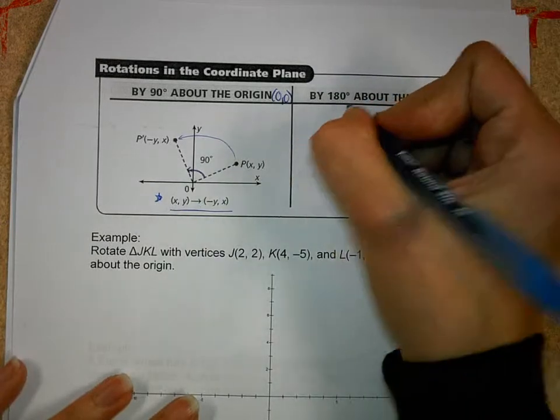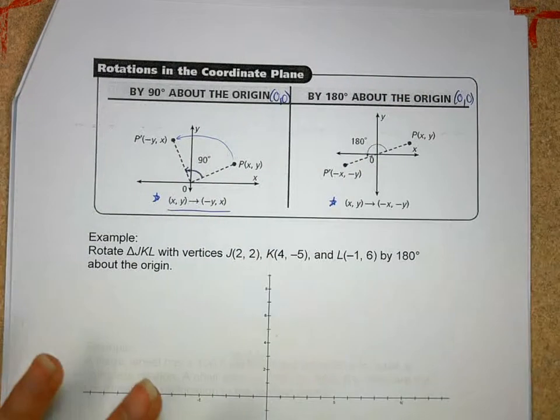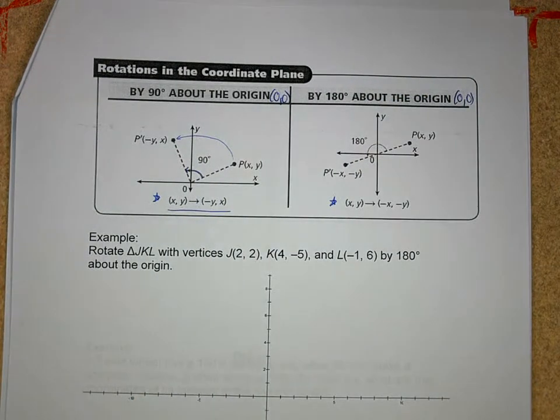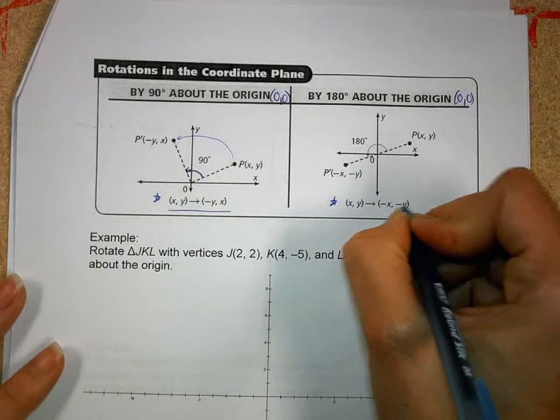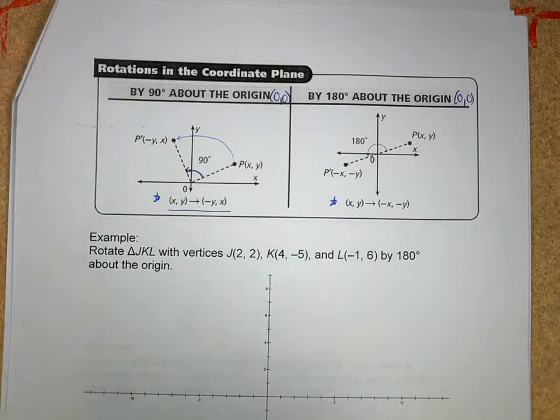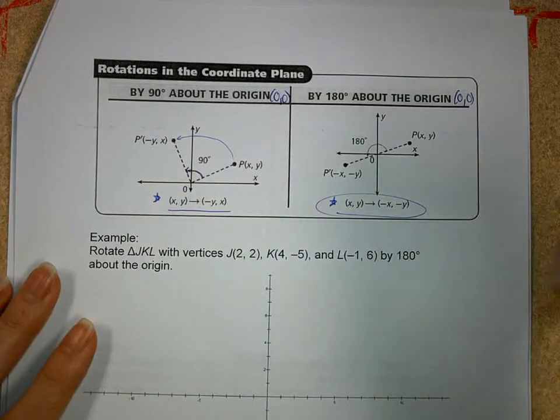Now what if I do it 180 degrees? Well, the mapping, the arrow notation for this, which is huge when you're working with it, you are going to go (x, y) goes to (negative x, negative y), and this is really how it happens. And let me explain a little bit here. If you don't want to write this down, that's okay, but this is huge, you know this.